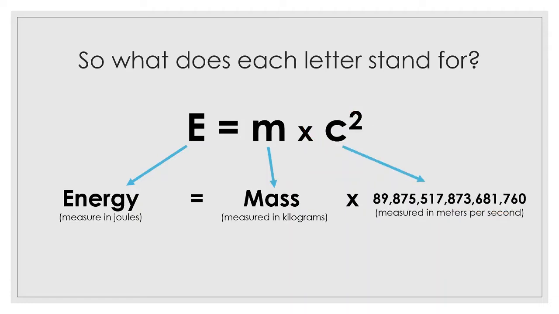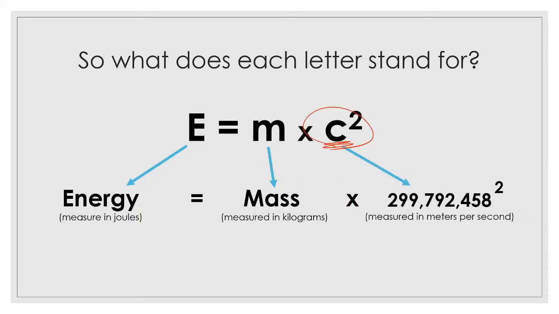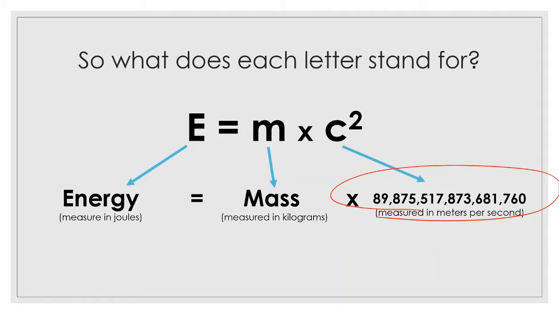Now C squared is going to become this huge giant number, because we just had this number times itself, and you get this number. If you were to say this entire number out loud, it would be 89 quadrillion, 875 trillion, 517 billion, 873 million, 681,760 meters per second. It's just a really big number. At that point, you can probably understand why Einstein wanted to shorten this to c squared, because he didn't want to say 89 quadrillion every single time. And that, ladies and gentlemen, is the formula. E equals mc squared.